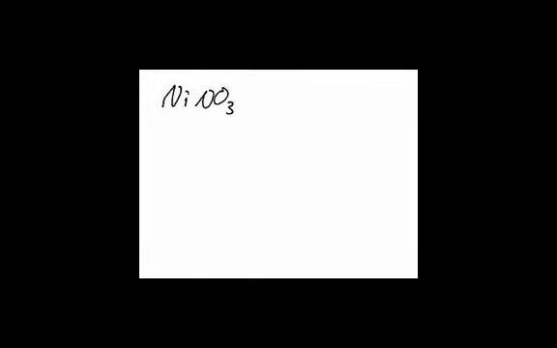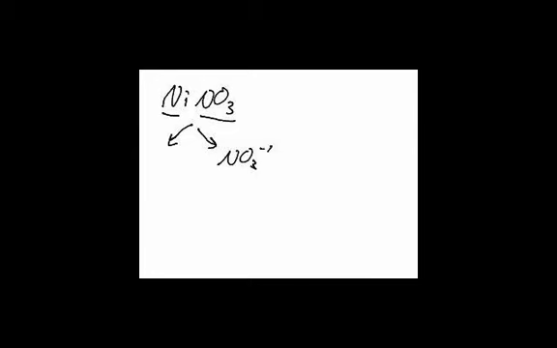NiNO3. Are you sure that exists, Mr. Bergman? I know it exists. NiNO3. Okay, here we go. So I know it's an ionic compound because I have a metal and some nonmetals, so I'm going to split it up into some ions here. So NO3, I know that always has a minus 1 charge because I memorized that.